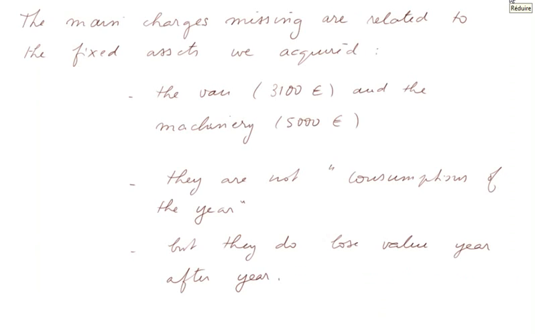As I said, the top part is correct, but we are still missing some charges in there. The main charges missing are related to the fixed assets that we acquired during the year, because it's the first year. The van that we acquired for 3,100 euros and the machinery that we acquired for 5,000 euros. They are not consumptions of the year, but they do lose value year after year.